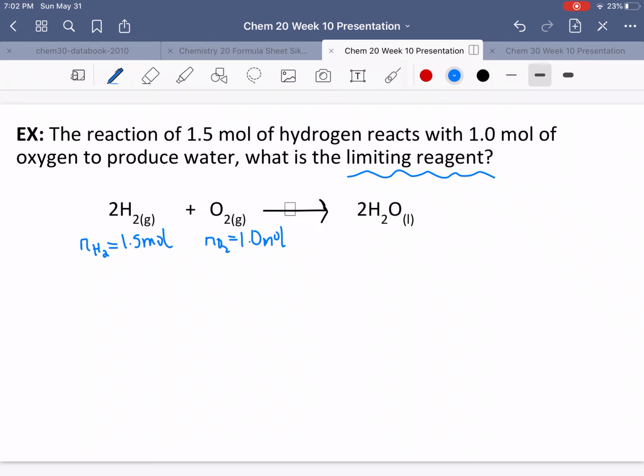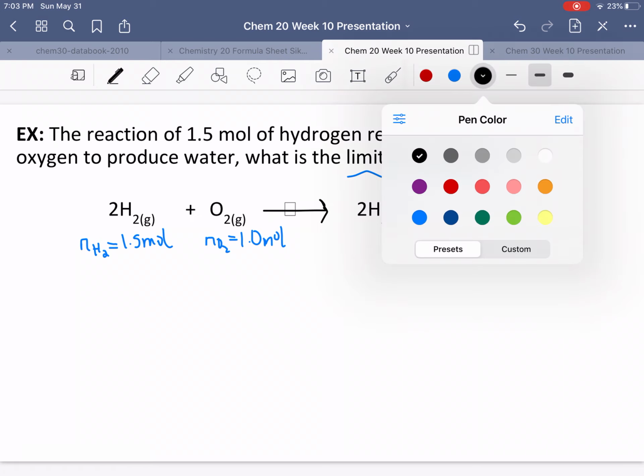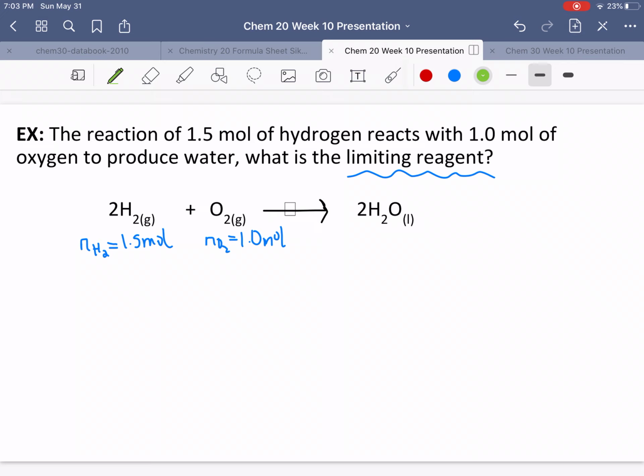First things first, we need to actually compare these as related to their coefficients. So I'm going to take my 1.5 moles and divide by the coefficient in front there, so in other words, I'm dividing by that 2. I'm going to do the same thing for the other one. I have 1.0 moles and I'm going to divide by the coefficient here, which is 1.